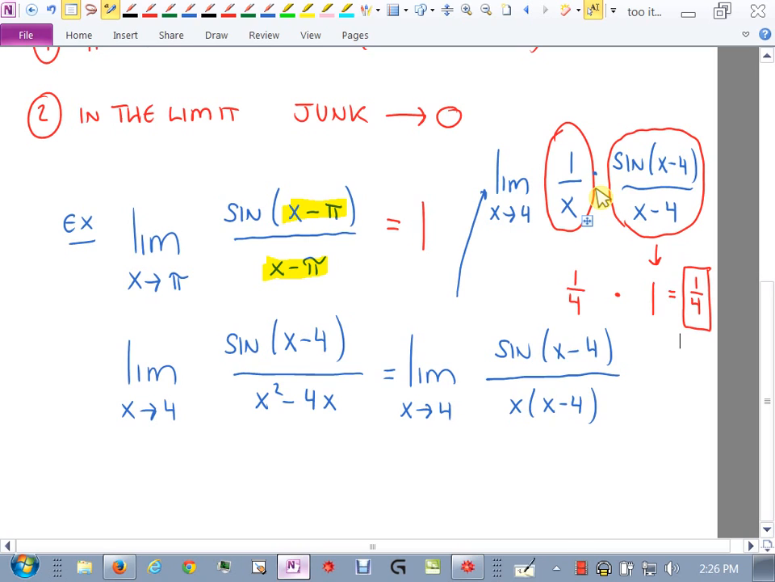If you have two things and you want to take the limit and they're being multiplied, just do each one separately, which I did. Do this one, it's 1. Do this one, it's 1/4. Multiply together, get 1/4. Questions?